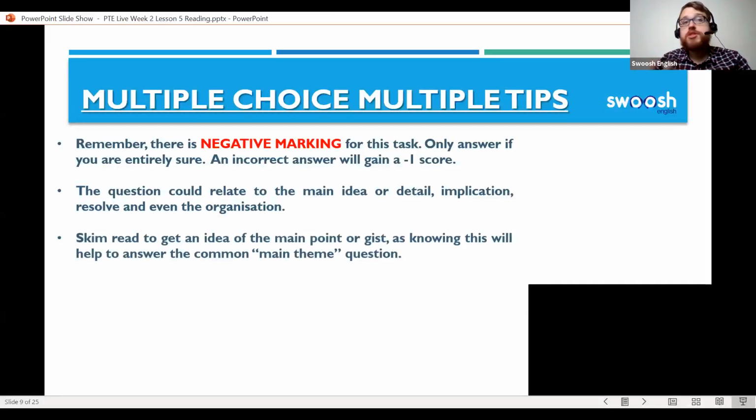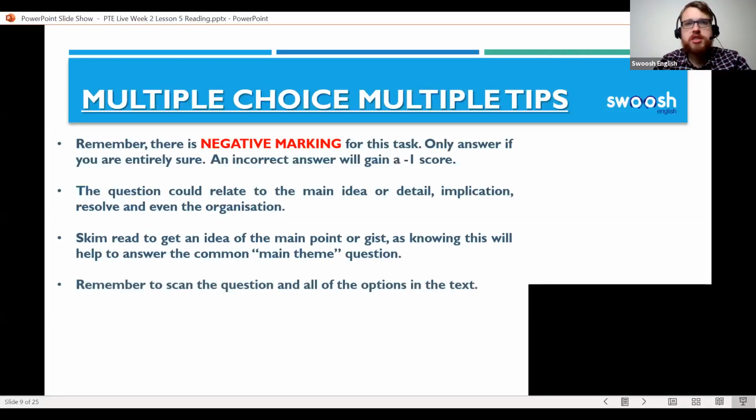Going back to our strategy, skim read to get an idea of the main point or gist, as knowing this will help to answer the common main theme question. As well as that, of course, understanding the gist will allow us to comprehend the overall structure and the overall context of our question, allow us to use some of our premeditated knowledge to possibly deduce some correct answers before we begin, as well as making it more cohesive for us to extract that key information and slot that in with the context of the gist of the passage.